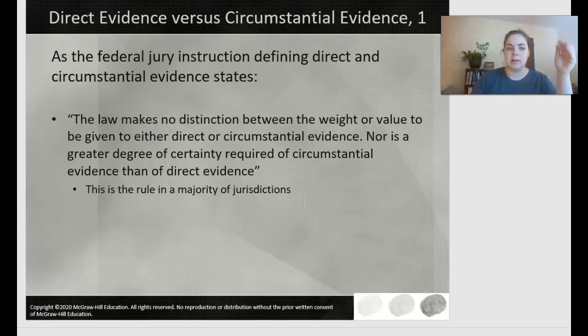Direct and circumstantial evidence is defined in a federal jury instruction, to let jurors know, the law makes no distinction between the weight or value to be given to either direct or circumstantial evidence, nor is a greater degree of certainty required of circumstantial than of direct evidence. And this is the majority rule across the country.